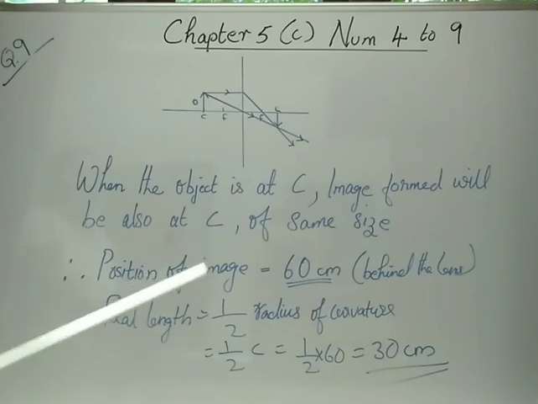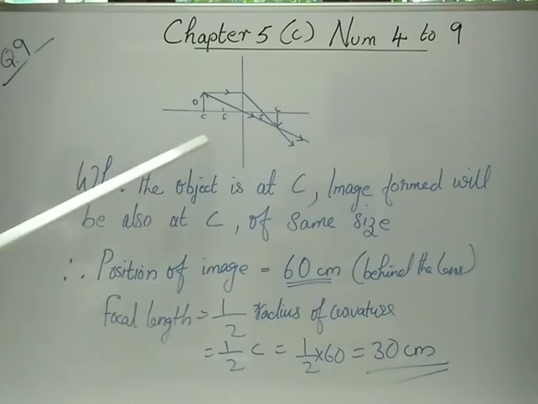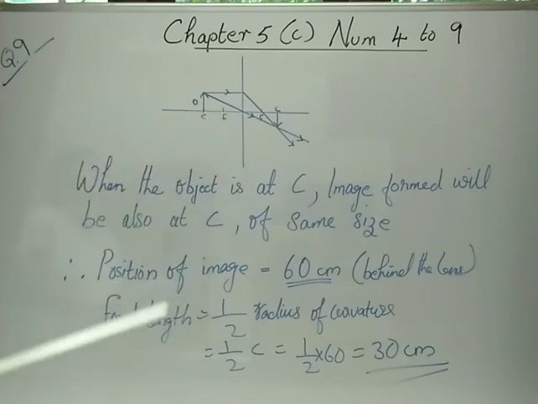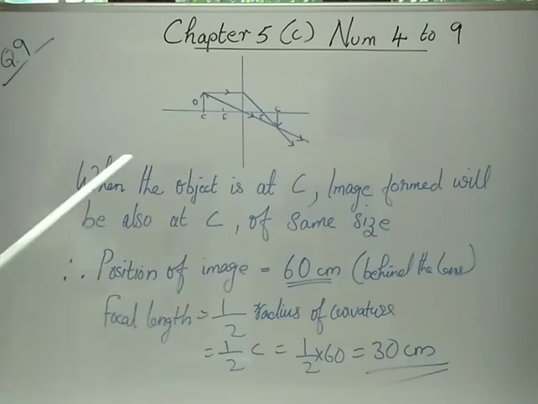So where will be the position of the image? In the question it is given that the object is at 60 centimeter. So the image will also be at 60 centimeter, but behind the lens. That means at C. C means center of curvature. Center of curvature means its radius, the radius of the sphere of which the lens is a part.